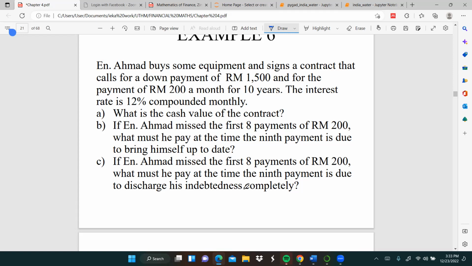Okay, and then soalan B tu pula, Encik Ahmad ni kan sepatutnya bayar setiap bulan. Tetapi Encik Ahmad tak bayar. Okay, dia miss 8 bulan bayaran yang sepatutnya RM200 tu. So, berapa yang dia perlu bayar pada bulan yang ke-9? Okay, so itu sebenarnya adalah awak perlu cari accumulated value.